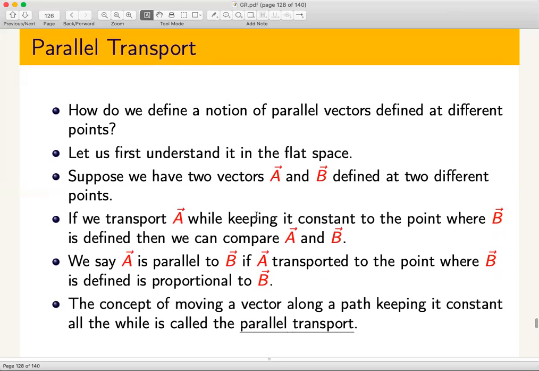Now remember one thing: this statement is clearly defined with respect to a path along which the vector is being transported. When you're working in flat space it doesn't really matter, but as soon as you start talking about curved space, it matters which path you are actually taking. Any question?